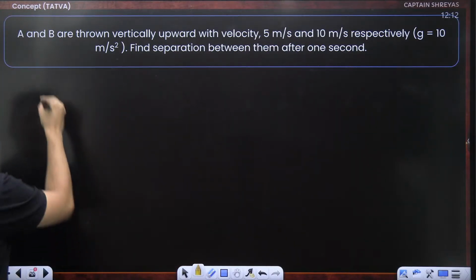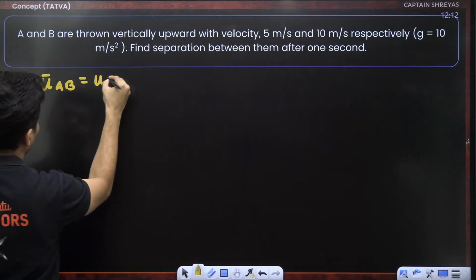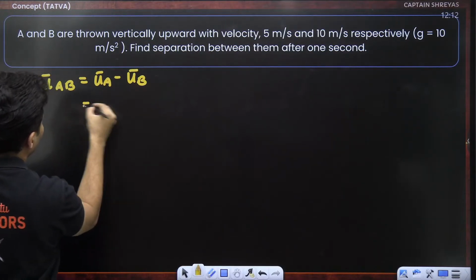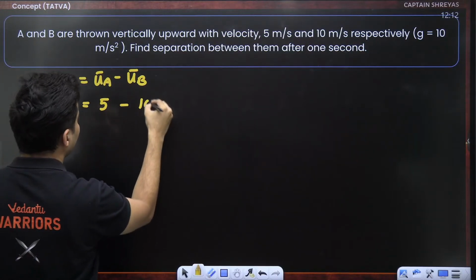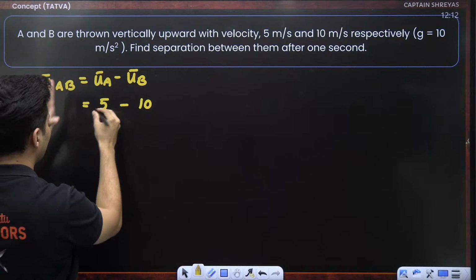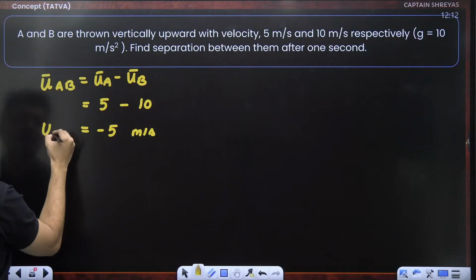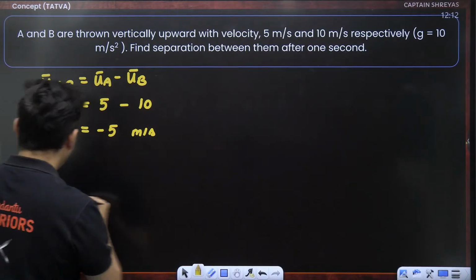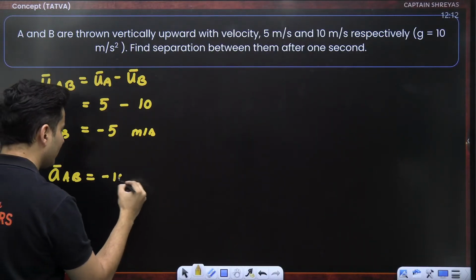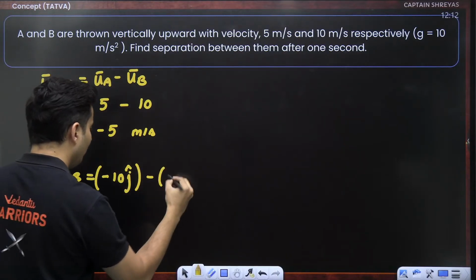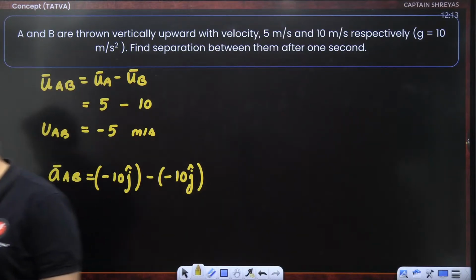relative motion concept. If you ask me, what is the initial velocity of A with respect to B, which is UA minus UB, it will be nothing but UA is 5 minus UB which is basically 10. Everything is in the upward direction, that's why it's positive, so it is minus 5 meters per second. That is the initial velocity of A with respect to B. If you ask me what is the acceleration of A with respect to B, acceleration is always downward, so minus 10 j cap. B also has the same acceleration. Every object on Earth has the same acceleration due to gravity.